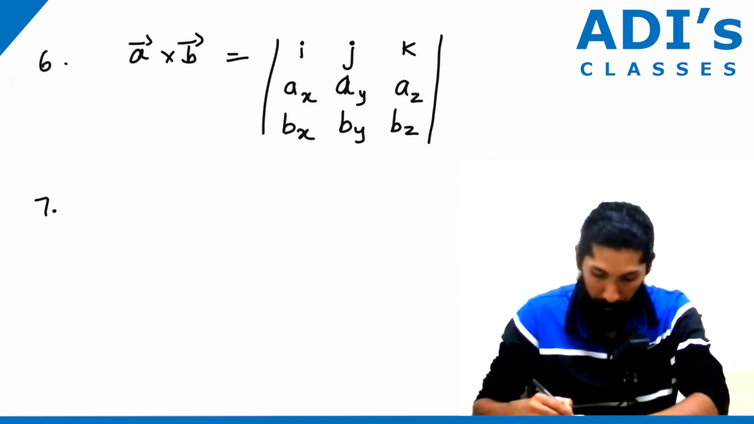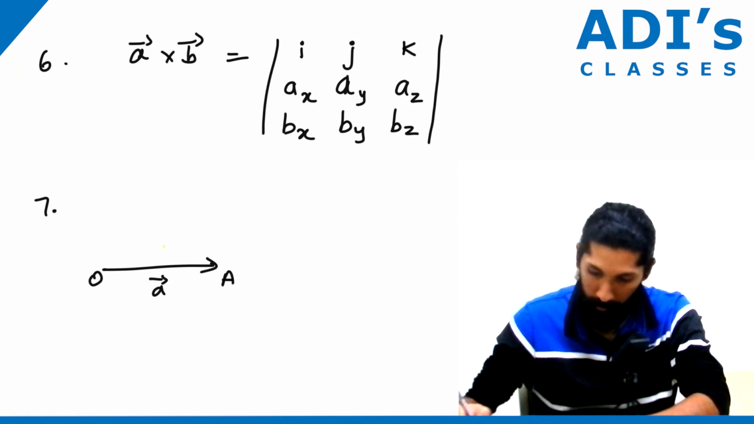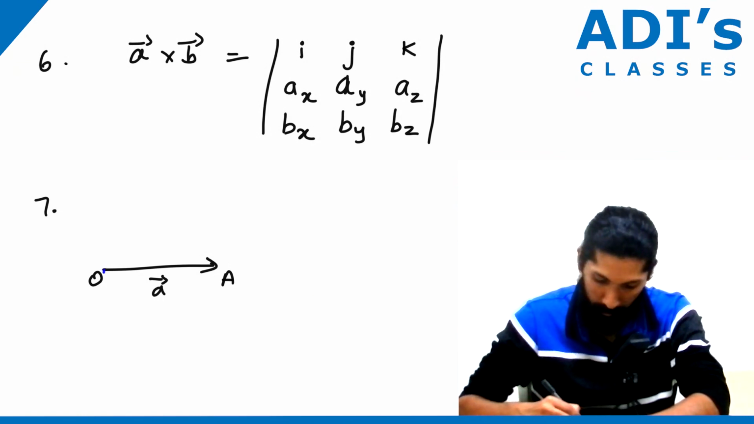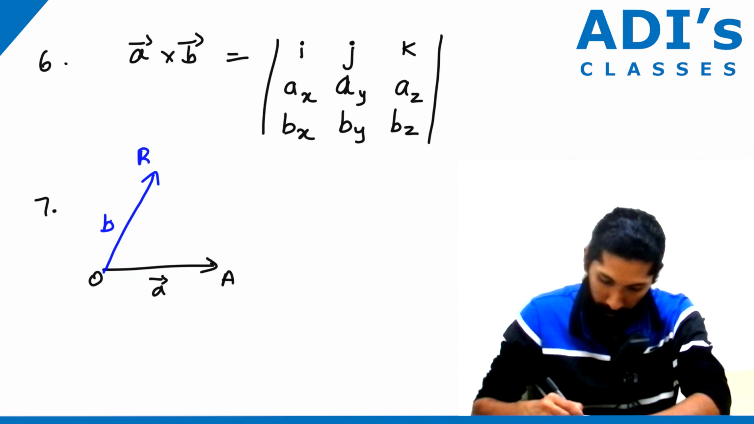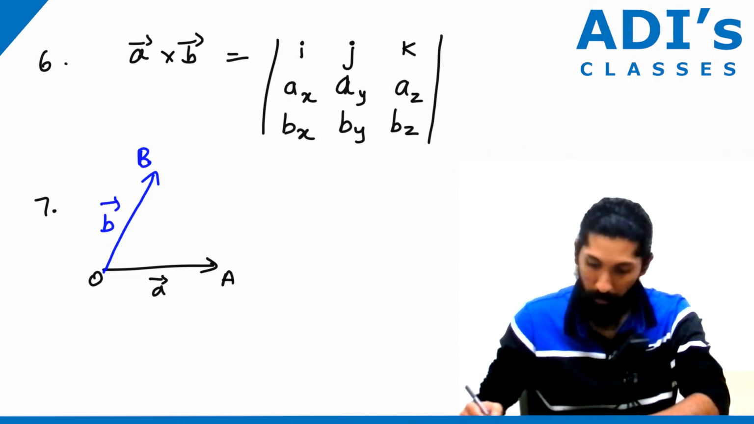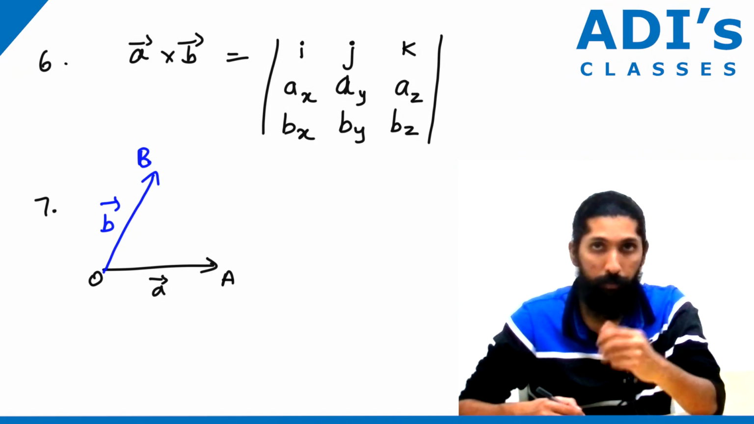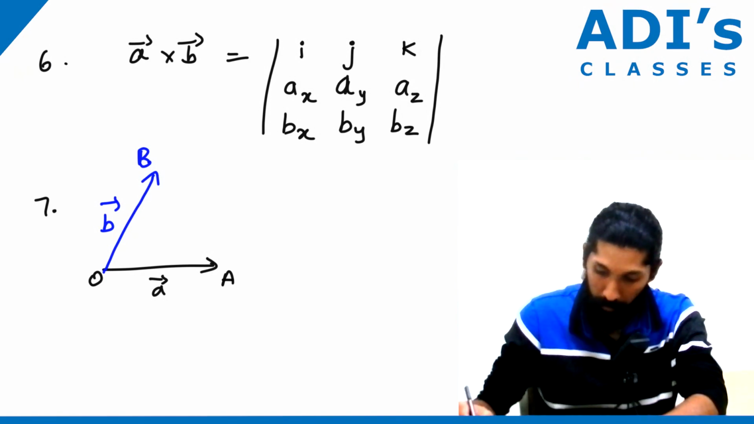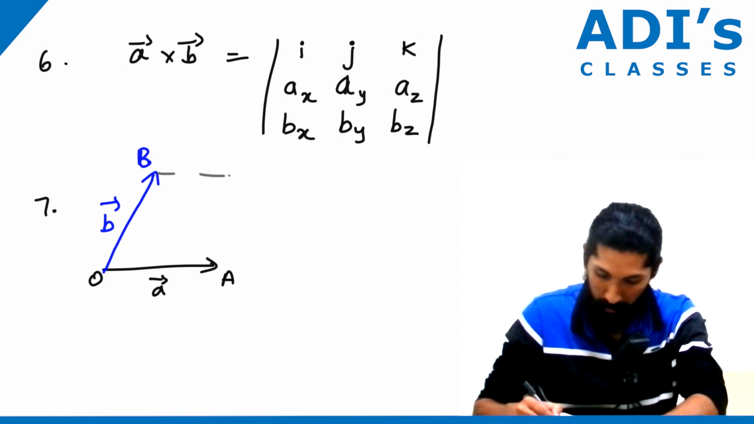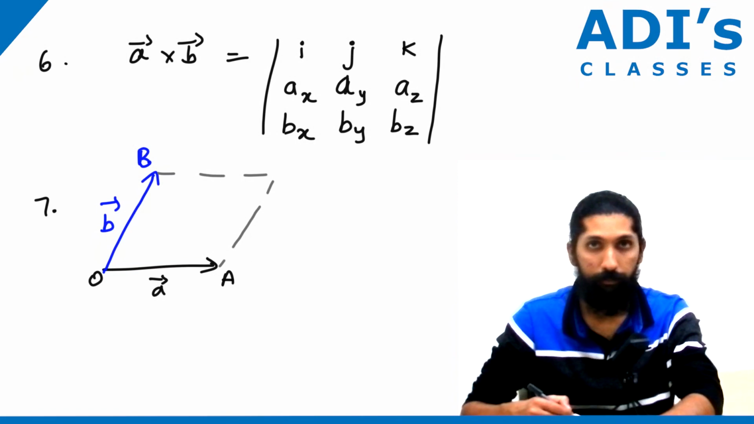In the sense, suppose this is vector A, OA, and we have another vector, let's say something like this. Say this is vector B. Now, what is the geometrical meaning of this cross product of two vectors? Here, if you complete this, this becomes a parallelogram, correct?